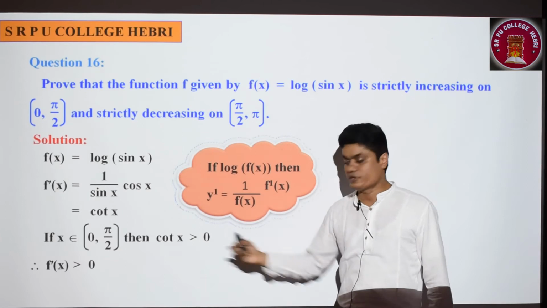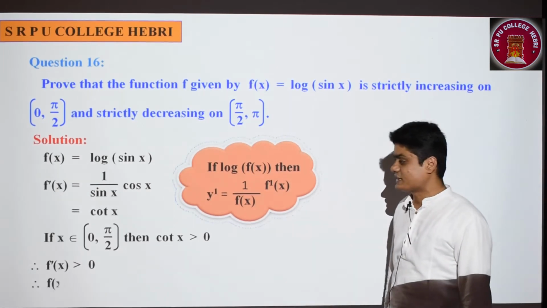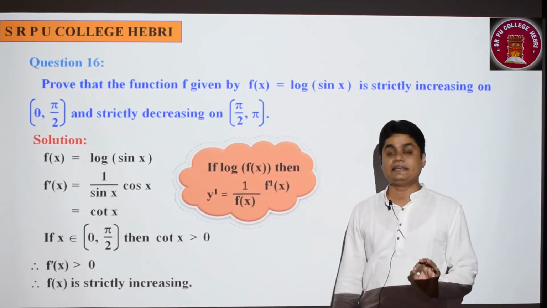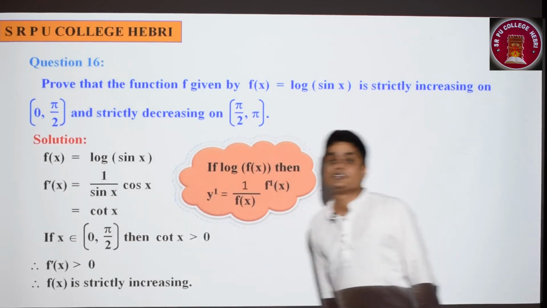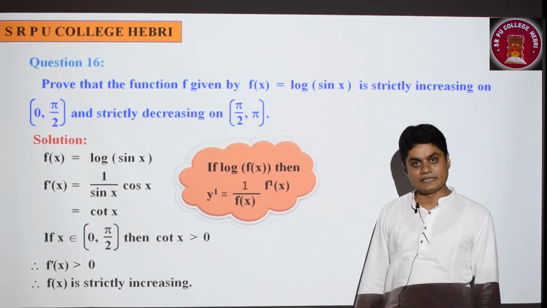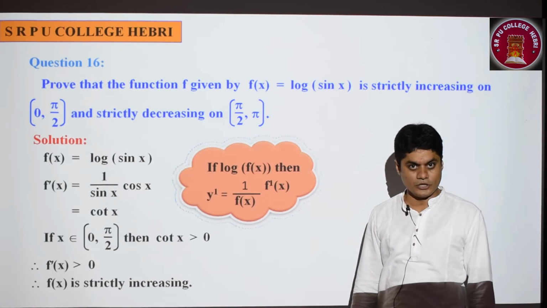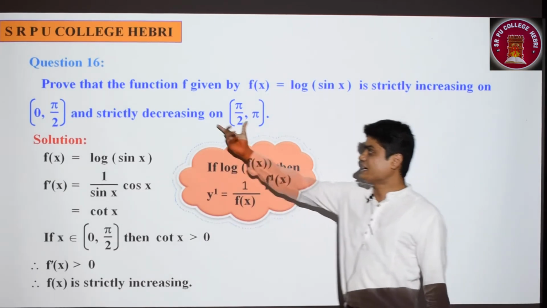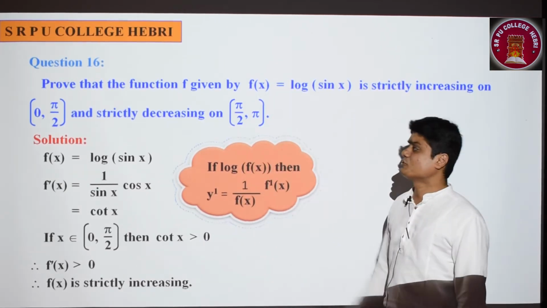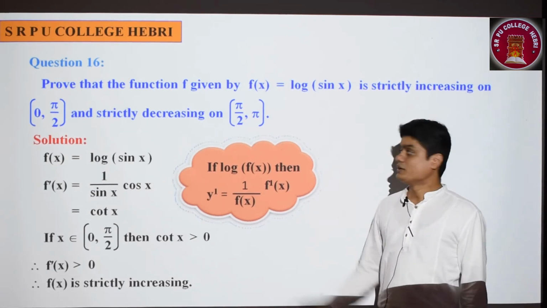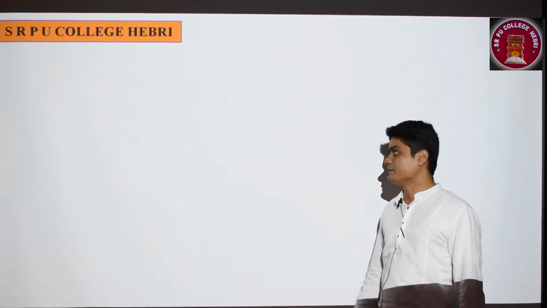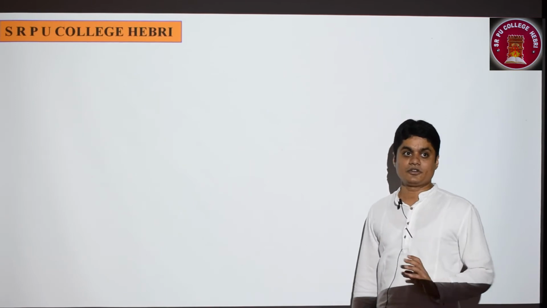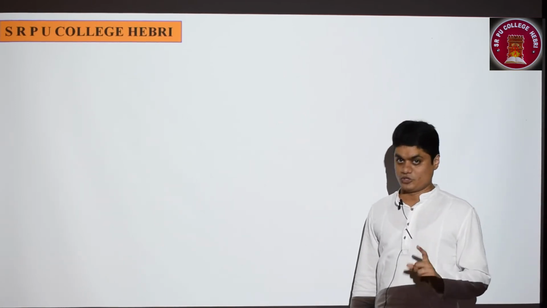Observe, f dash of x greater than 0 implies f of x is strictly increasing in the interval 0 to pi by 2. Hope you understood. Okay, very good. So the second part is very simple. Easily you can prove that it is strictly decreasing on pi by 2 to pi. Okay, so I hope you can do that part. I'll give you that part as homework.